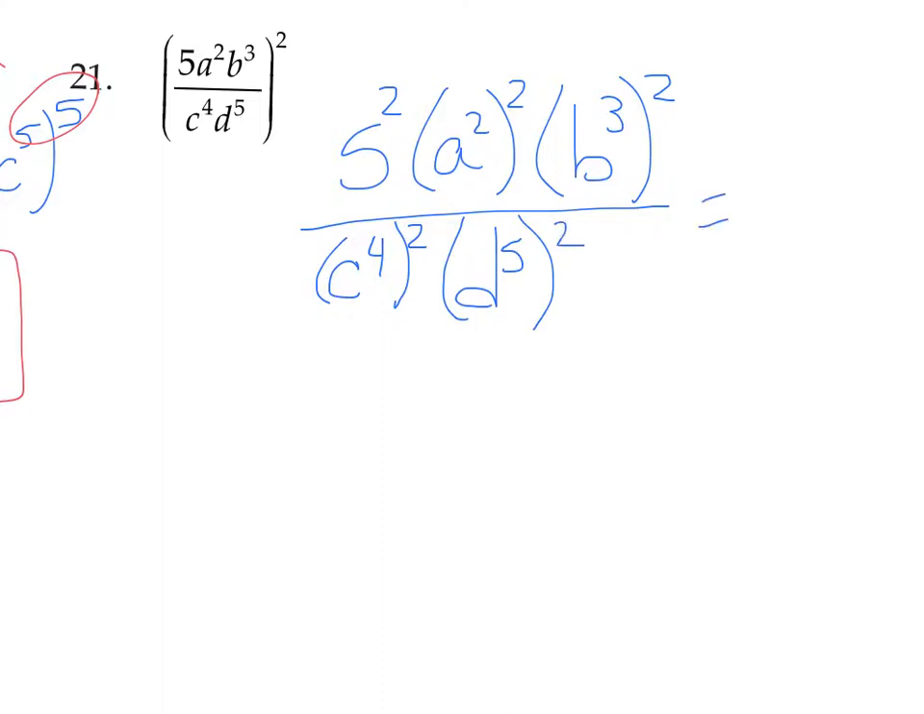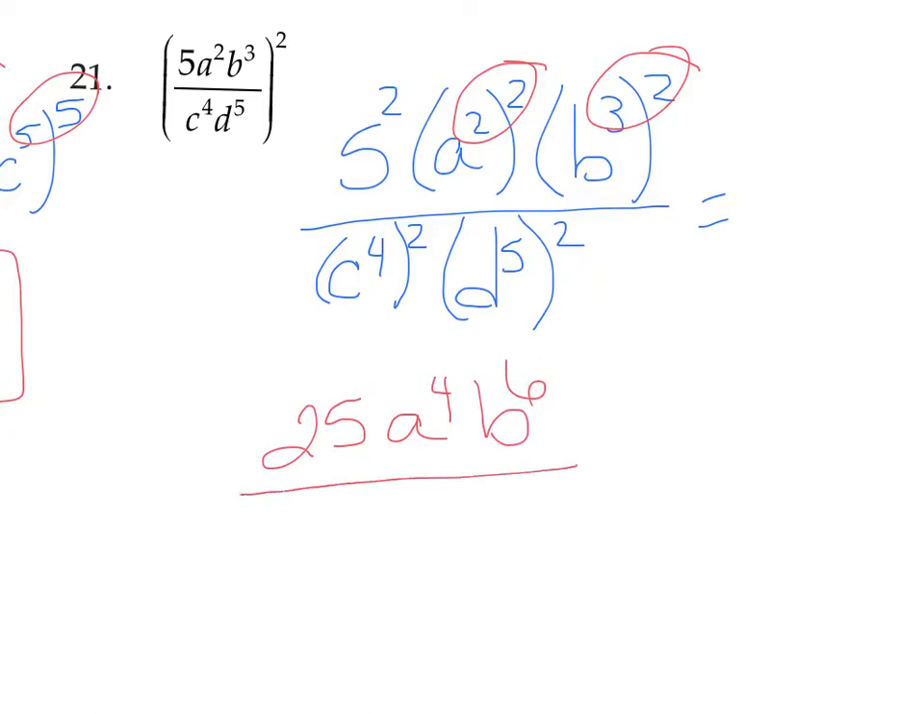And then we just need to simplify each base individually. 5 squared is 5 times 5. It's not 5 times 2, guys. 5 times 5 is 25. This is a rule where the exponents are stacked up, so you get a to the 4th. Multiply those exponents when they're stacked up like that. b to the 6, c to the 8, b to the 10.